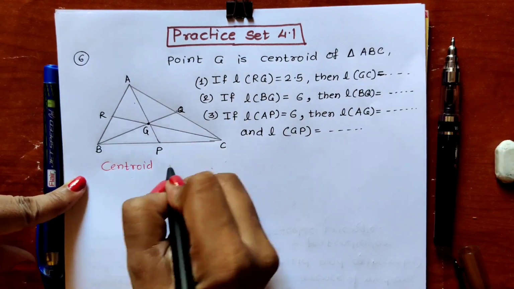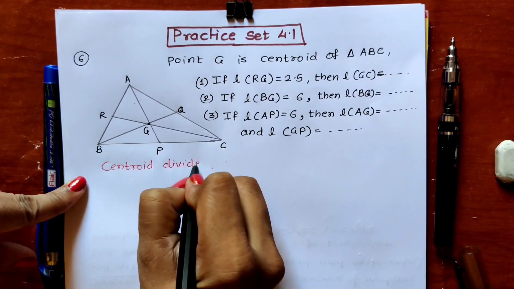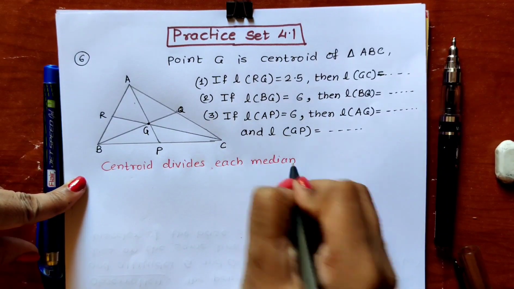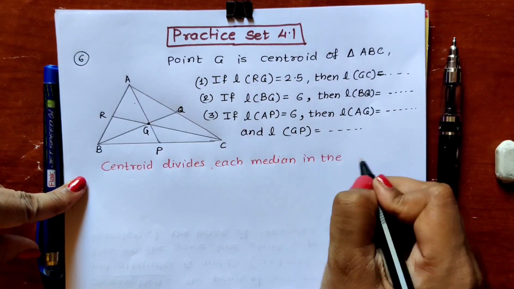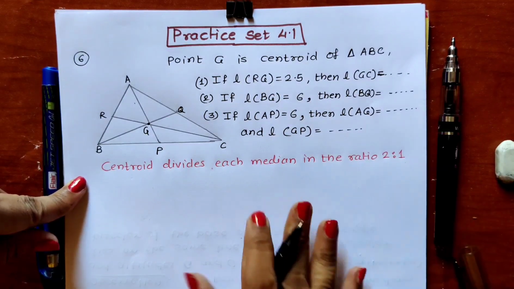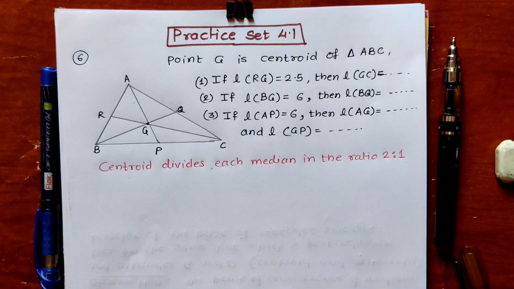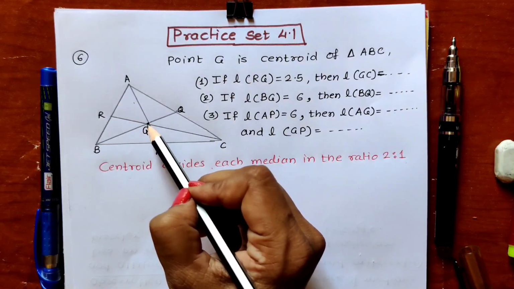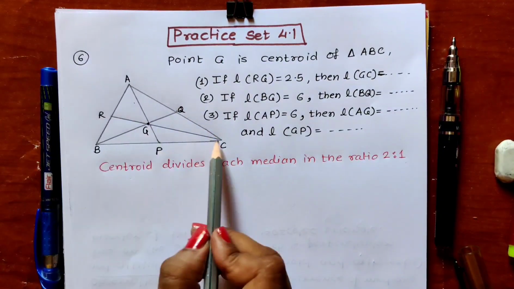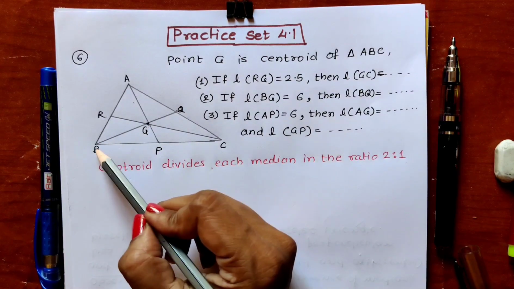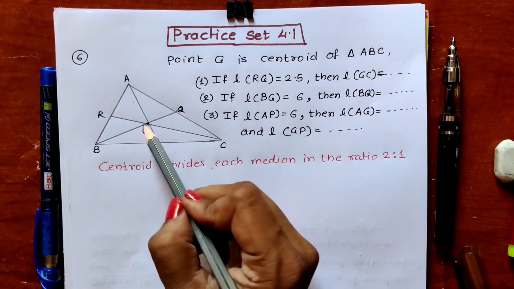The property of centroid is: centroid divides each median in the ratio 2:1. This is the property which we have seen in our previous video about centroid. So we can see here that due to this centroid G, this AP is divided into two parts, AG and GP. Due to this centroid G, this CR is divided into CG and GR. Due to this centroid G, this BQ median is also divided into two parts, BG and GQ.